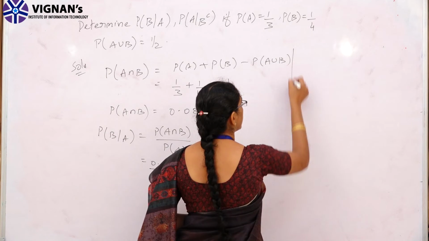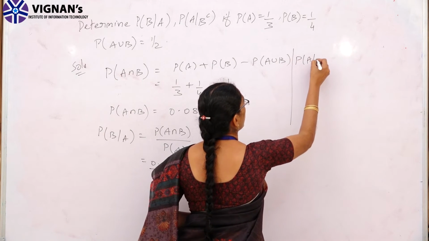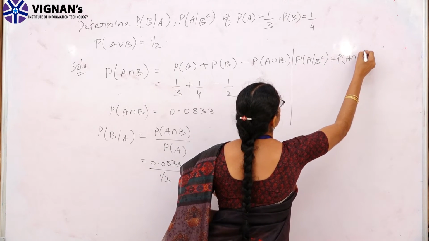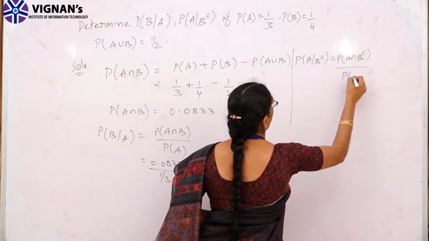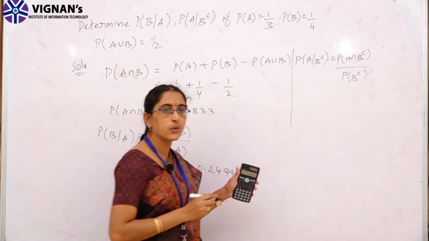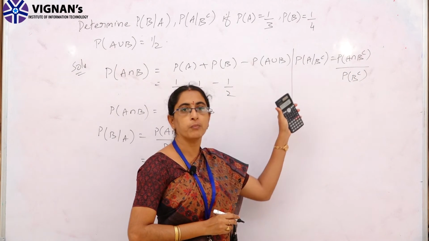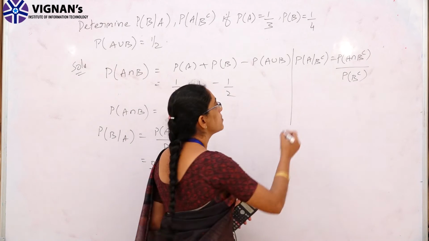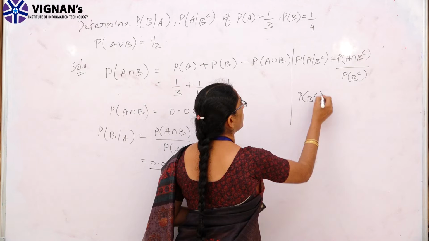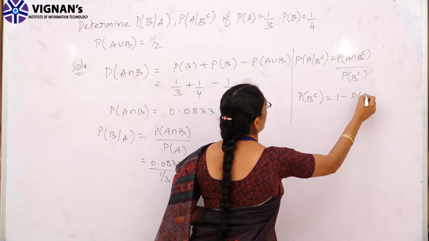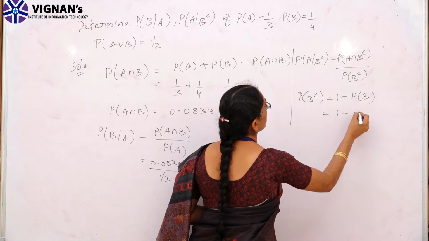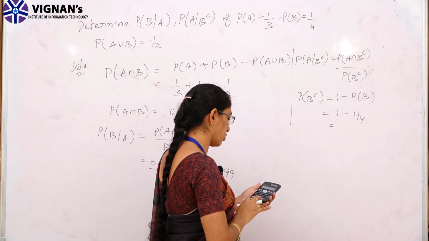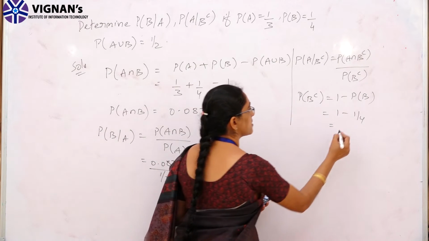Now the second bit you have to find is probability of A given B complement. So probability of A given B complement is given by the formula probability of A intersection B complement by probability of B complement. So here we have to find both the probability of A intersection B complement and also probability of B complement. Probability of B complement is nothing but 1 minus probability of B. So 1 minus 1 by 4 is how much? 1 by 4 means 0.25. So 1 minus of that is 0.75.